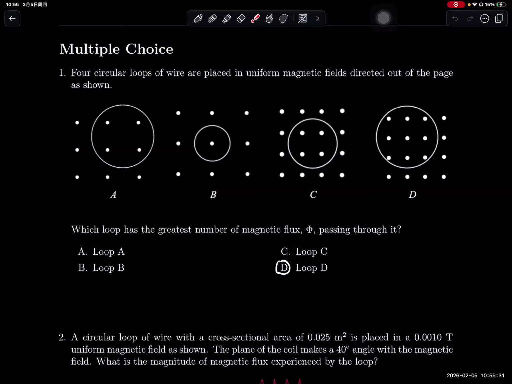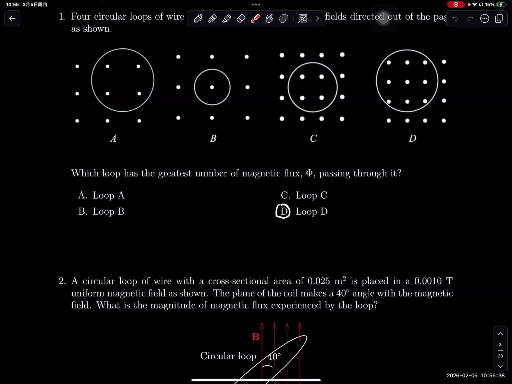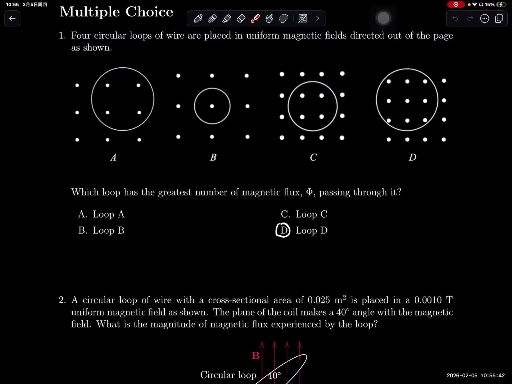They are placed in a uniform magnetic field directed out of the page. Which loop has the greatest magnetic flux that passes through it? So the answer will be D, to simply count how many magnetic field lines are passing through it, and then the greatest area.